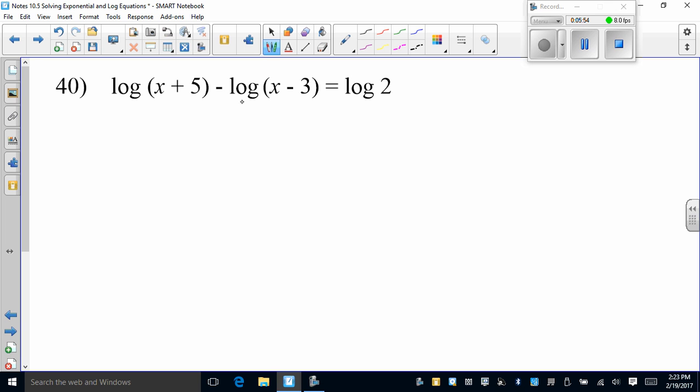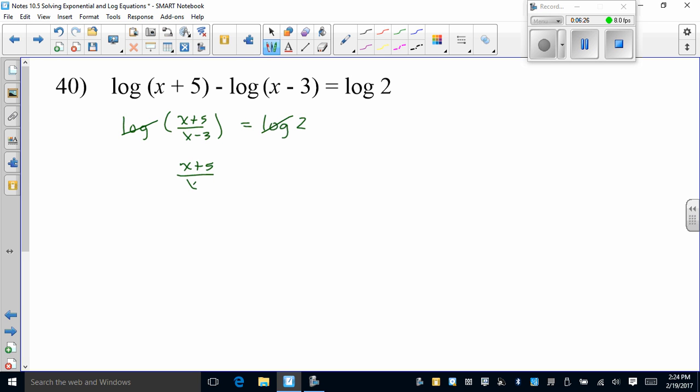So I have log of x plus 5 over x minus 3 equals log of 2. Now, this is a property we learned in the last video: when you have a log with the same base equal to a log of the same base, you can simply cancel them out. So I'm left with x plus 5 over x minus 3 equaling 2 over 1.